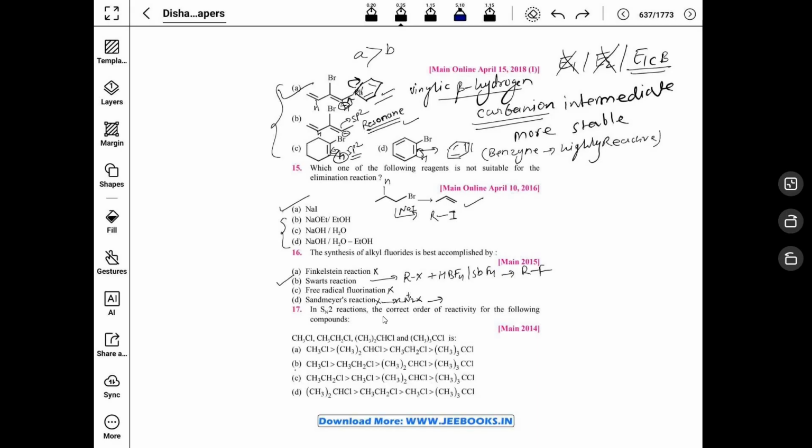Now 17. In the SN2 reaction, the correct order of reactivity of the following compounds. SN2 reactions follow: primary alkyl halides are more reactive than secondary and then tertiary. So we have to see the correct option. The CH3, methyl, should be first. So in which cases is CH3 in the first position? Out of these two we have to choose, and then this is the primary, and here is the secondary, and after that secondary, and then tertiary. So the correct answer will be B.